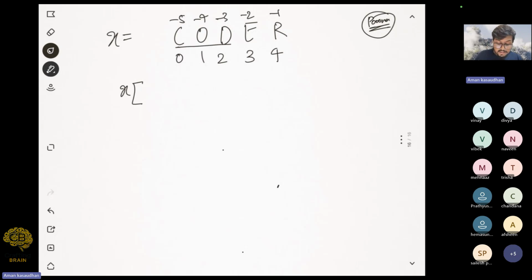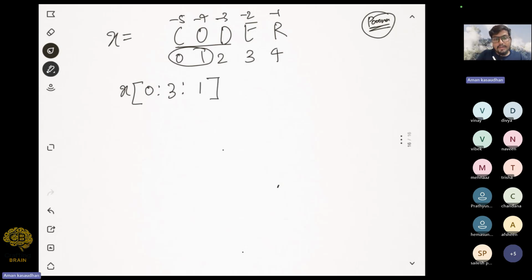Vinay, just tell me, if I want COD, what will I pass here first? Start position 0, sir. Stop position will be what here? 3. Very good. And step count, the difference between any two consecutive values, what is it? 1. Very good.